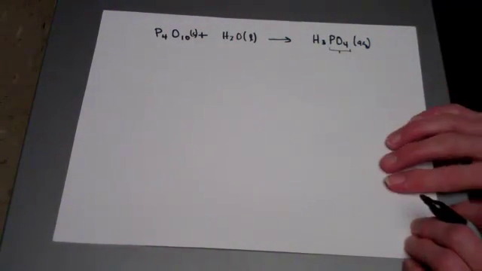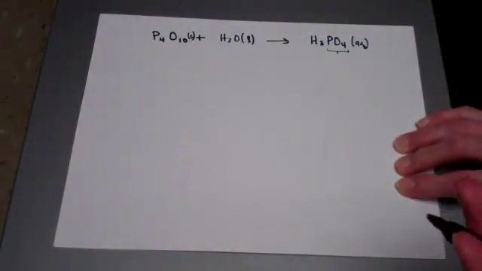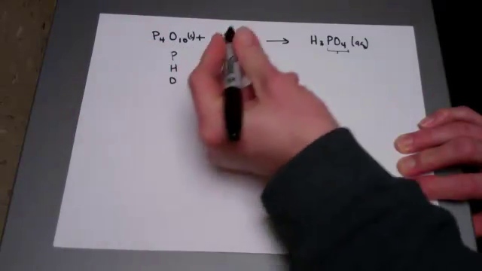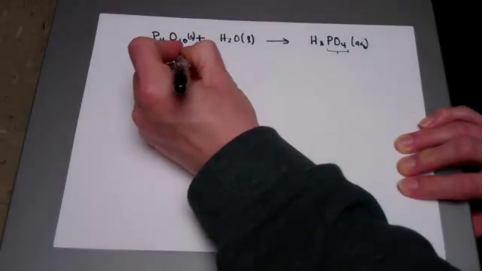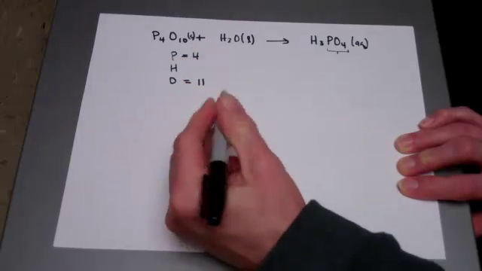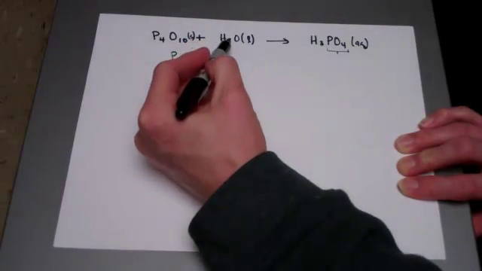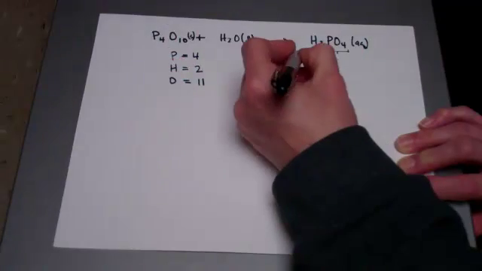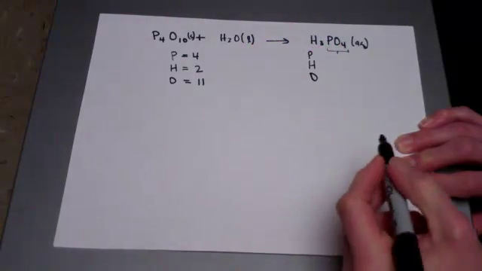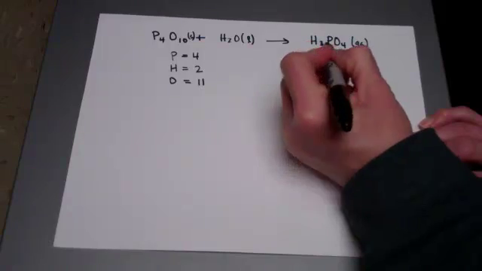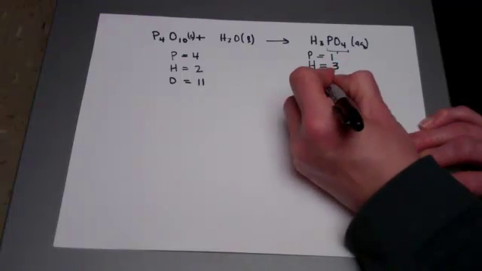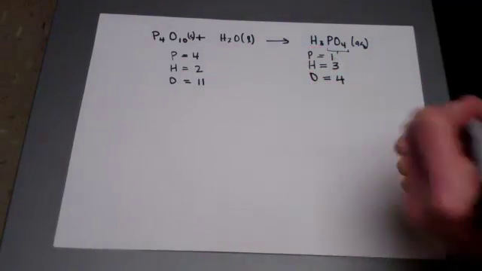Okay, so let's look at balancing now. First, summarize what you have of each atom in here. I know I've got P, H, and O on this side, right? So I've got 4 P's. I've got 10, 11 oxygens. Odds don't make me happy. And I've got 2 hydrogens. On this side, I've also got these 3 elements. Put them in the same order. So for phosphorus right now, I only have 1. Hydrogens, I've got 3. I don't like odds. And oxygen, I have 4.